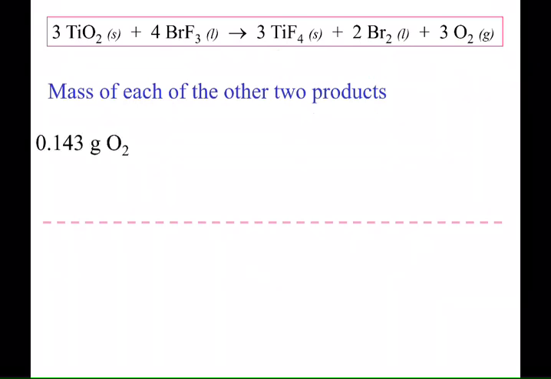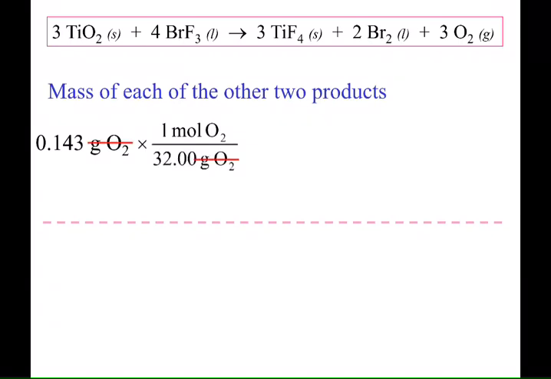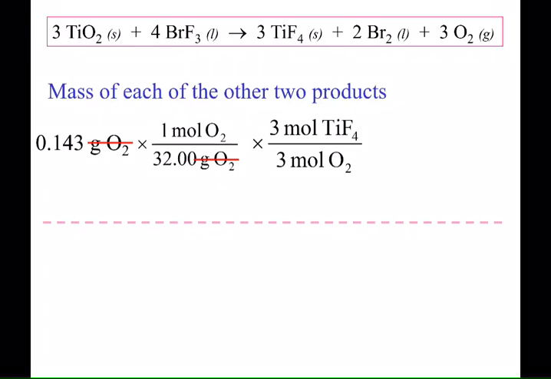Okay, so here's a check. Is this how you did it? To work 2A, we're going to start with the 0.143 grams of O2. We're going to use the molar mass of O2, the flipped version, so 1 mole of O2 over 32.00 grams of O2, so our grams of O2 will cancel. We need to introduce a stoichiometric ratio. We want moles of O2 to cancel, and we want to be left with moles of TiF4. And remember that we got this 3 from here, and this 3 from here.